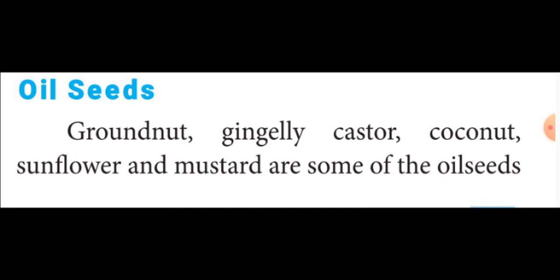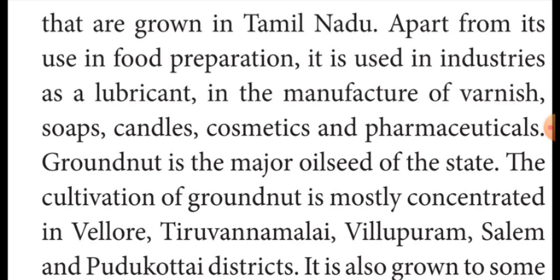For example, groundnut, gingelly, castor, coconut, sunflower and mustard. These are the important oil seeds cultivated in Tamil Nadu. They are used for food preparation, and some industries also use these oil seeds for the preparation of lubricants, varnish, soaps, candles, cosmetic items and paramedicals. All these things are also produced from oil seeds.